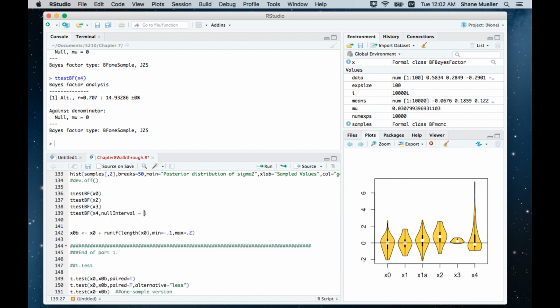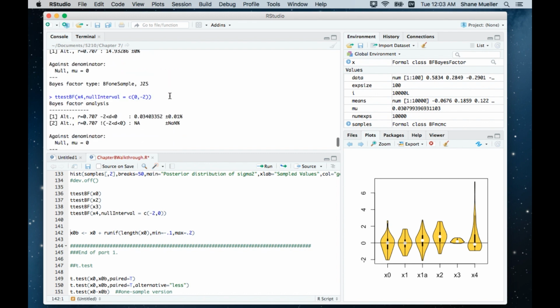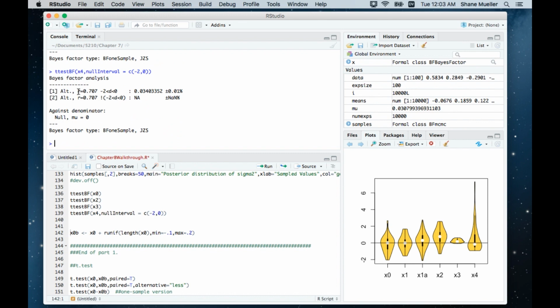We can specify the null interval. So maybe we want to say is this positive, and so I'm going to say the null interval is c of 0 to -2, and now it will give me evidence for the null interval. I specified this wrong, -2 to 0. That would be the null hypothesis, I guess. And again, it's NA, so we've got this alternative here at 0.03, which is sort of evidence against the alternative that it's positive, I guess.